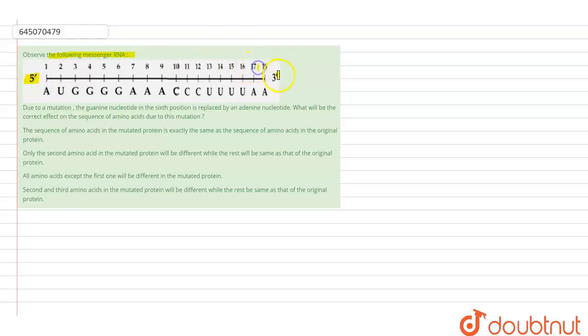Hello students, the question here says observe the following messenger RNA, and this RNA is given from 5' to 3' direction, and there are certain genetic codes given here. The first genetic code is AUG, which codes for methionine. So let's make a chain also.